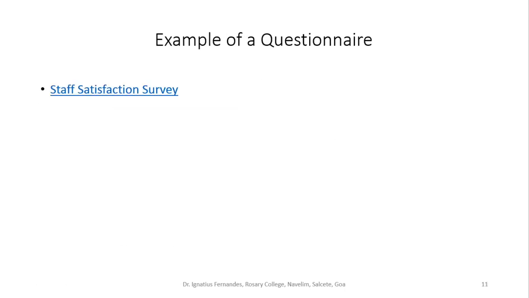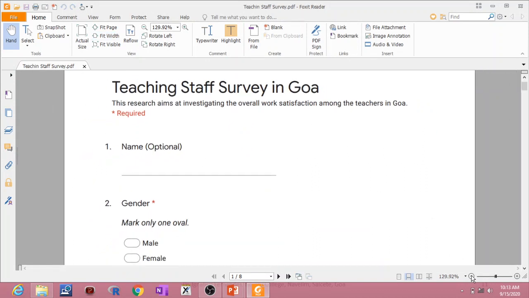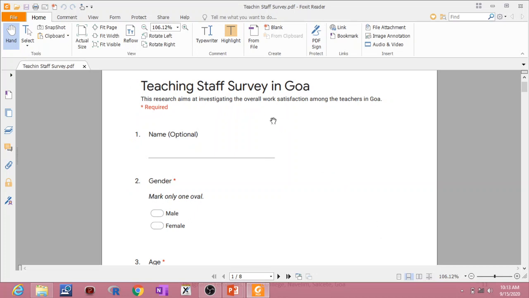Okay, so a small example of a questionnaire. This is a questionnaire that has been framed to study the teaching staff. We have a title here, teaching staff survey in Goa, and there is a description of what this study is about. Of course here this is only one line, but depending on your interest you can write it as big as you want, so that you convey your message to the respondent. This research aims at investigating the overall work satisfaction among the teachers in Goa.